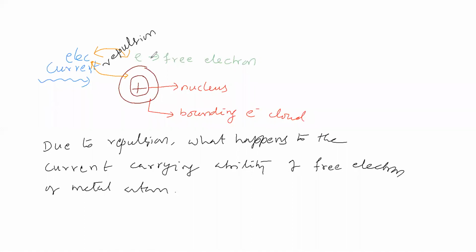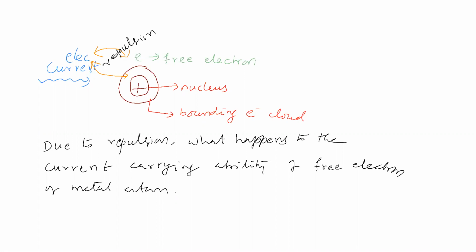Current carrying ability means what? Energy transfer. Its energy should be transferred to this. Then the light will glow, isn't it? So what happens to its energy transferring to this? What do you think happens to the current carrying ability of this free electron?